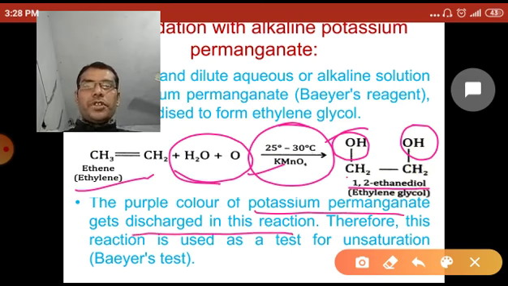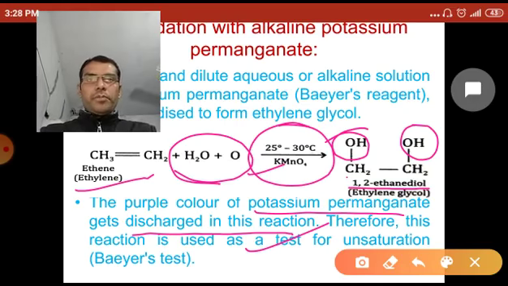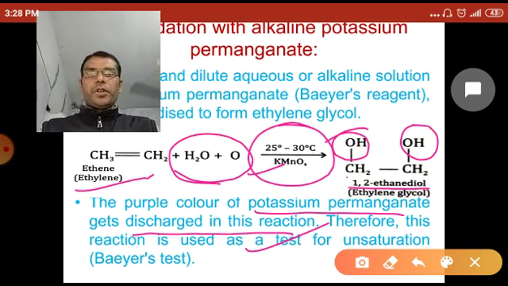Therefore this reaction is used as a test for unsaturation, and it is also called Baeyer's test, because in this reaction, if the purple color of the potassium permanganate disappears, that means the given substance is an unsaturated substance.